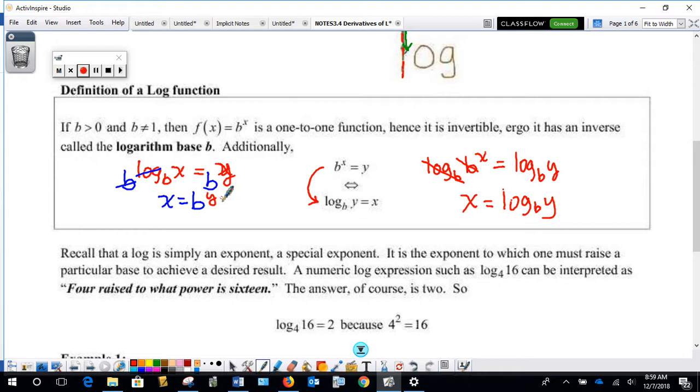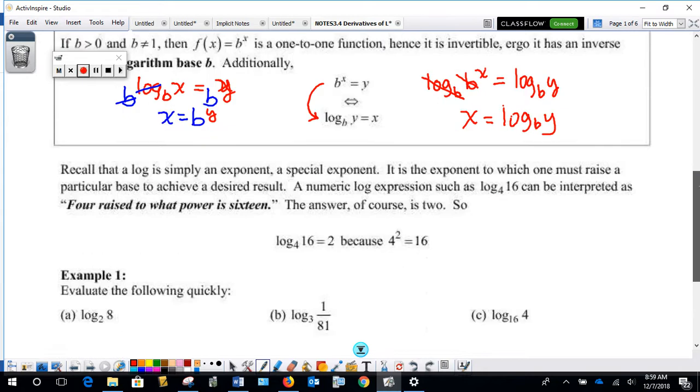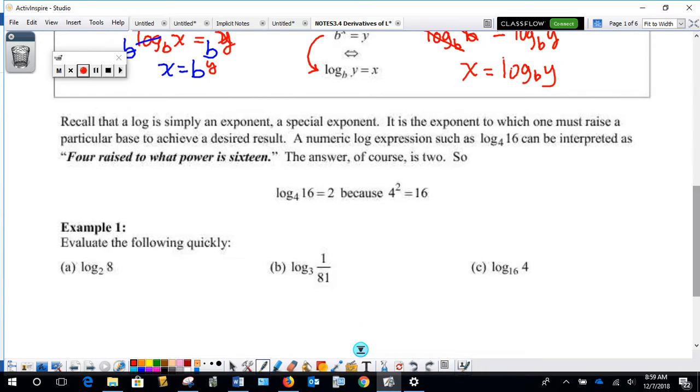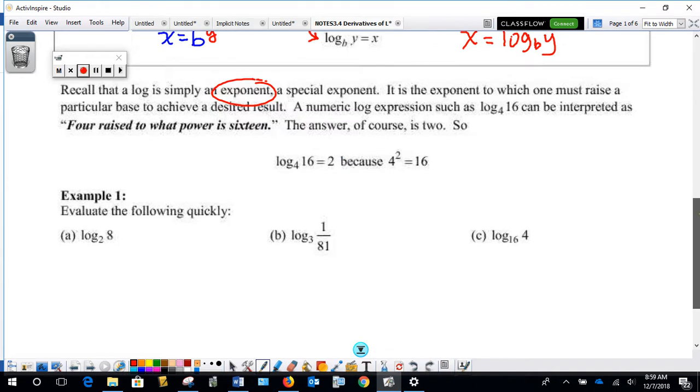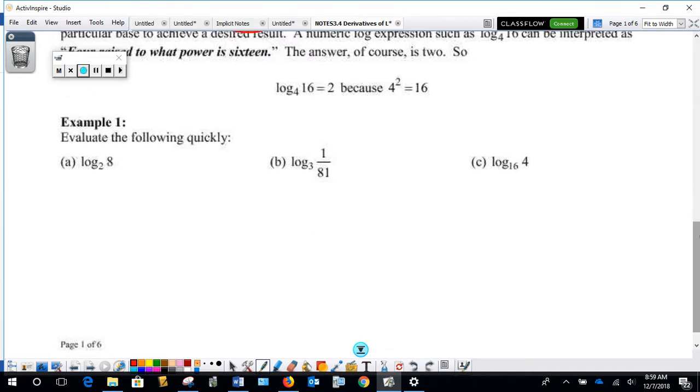So you should be able to switch. You should remember that logarithms are nothing more than an exponent. That is all they're talking about. If I have log base 4 of 16 equals 2, I'm saying the exponent I put on 4 to get a result of 16 is 2. Logs are exponents, so that's all you have to remember. All right, so take a moment and quickly evaluate each of these.